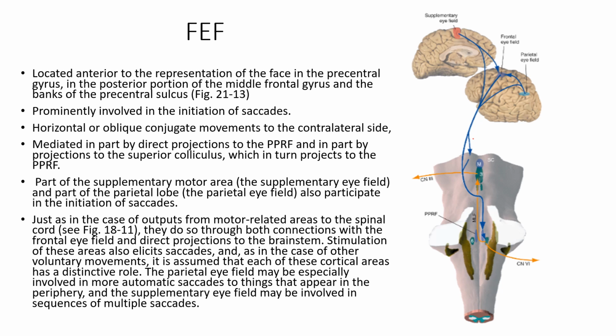So this makes sense, right? So automatic saccades to things that appear in the periphery, that's going to be mediated by the superior colliculus. That's part of its function, is to kind of, you see something out of the corner of your eye and you quick turn and look at it. Right?